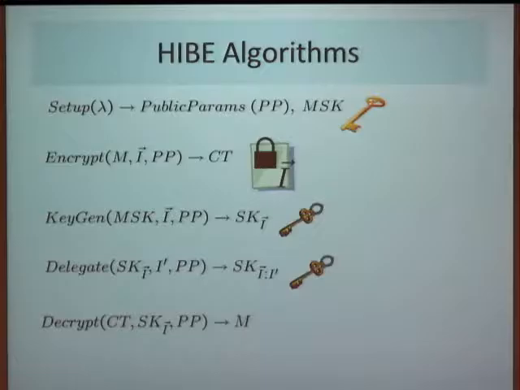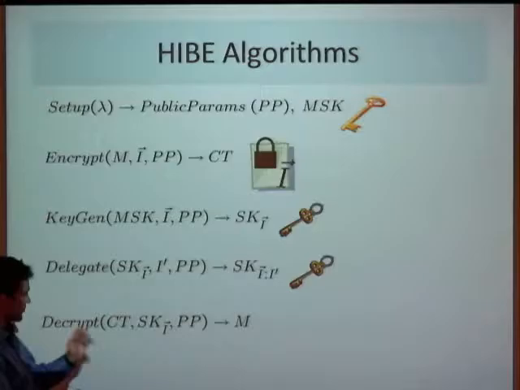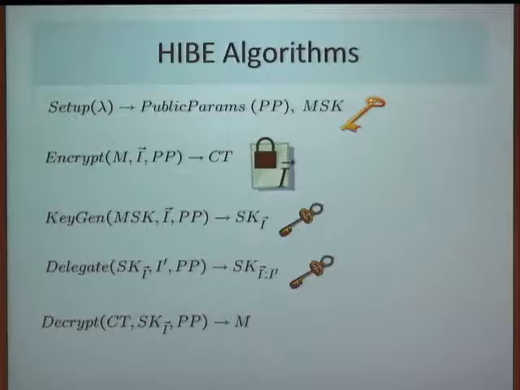And then finally, there's going to be a decryption algorithm. If a ciphertext was encrypted for an identity vector, let's call it x, and I have a private key for identity vector y, if y is a prefix of x, I can decrypt.